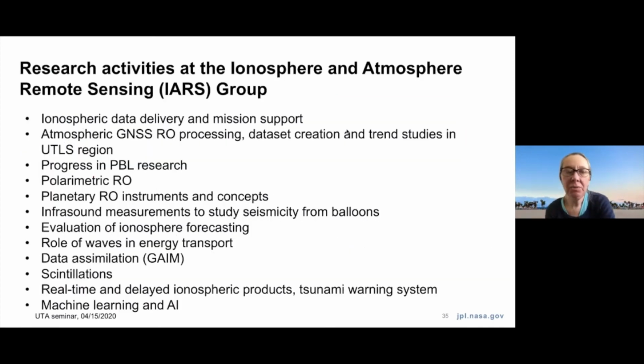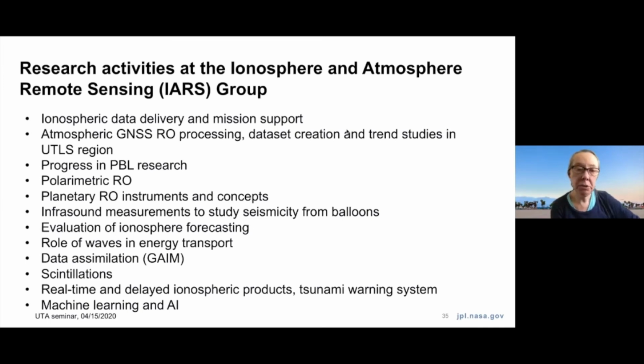So, a brief summary. We're doing ionospheric data delivery and mission support. We deliver data to NASA, NOAA, the Federal Aviation Administration and the Air Force, certain specific ionospheric data. We're interested in radio occultations, specifically atmospheric radio occultations, but we've done some ionospheric radio occultations and would like to go back to that. Planetary boundary research, planetary radio occultations.